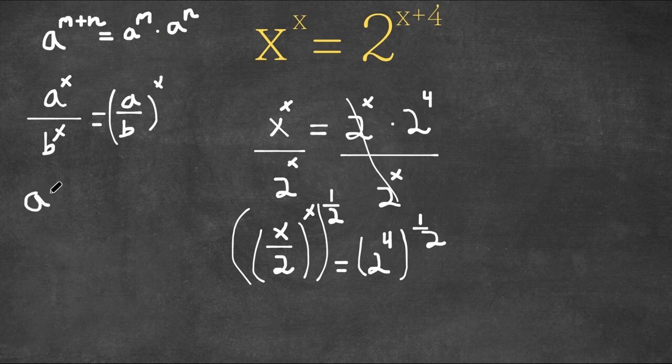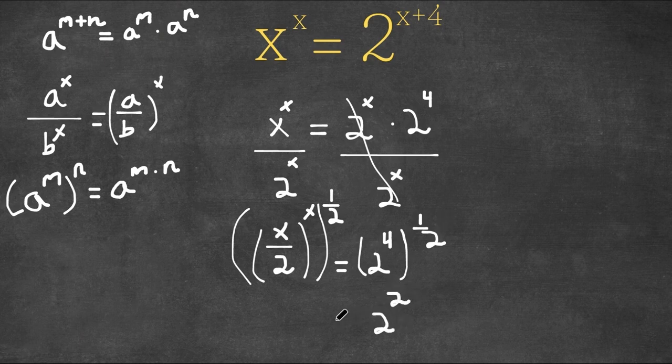Now if we have a to the power of m to the power of n, this is also equal to a to the power of m times n. So 2 to the power of 4 to the power of 1/2, well, what's 4 times 1/2? 2. So this would be 2 to the power of 2. And for our left side here, x times 1/2 is simply just x over 2. So we would have x over 2 to the power of x over 2.